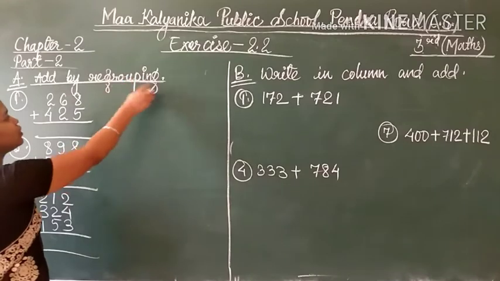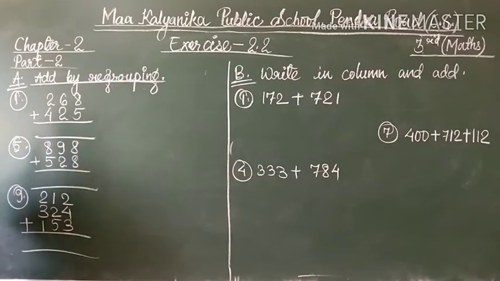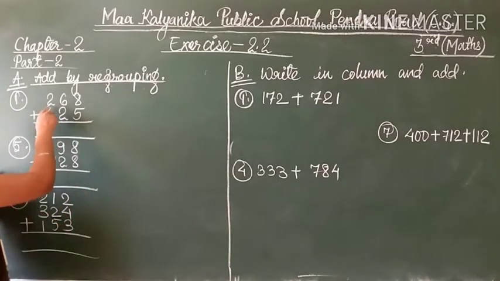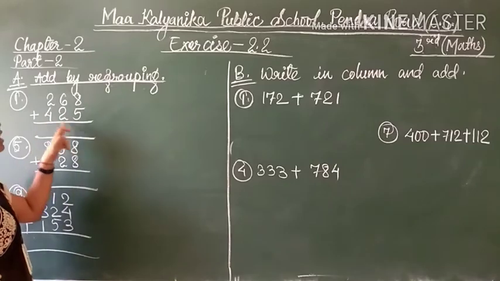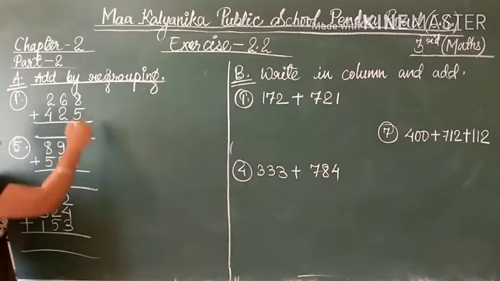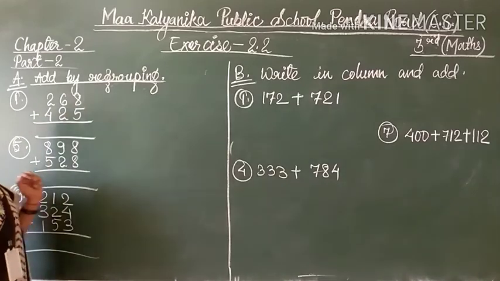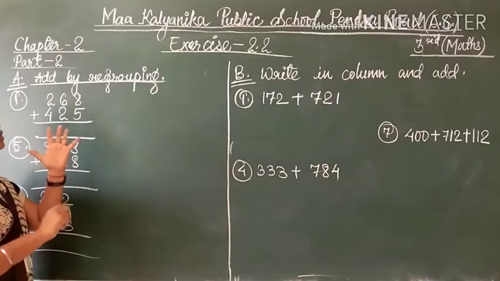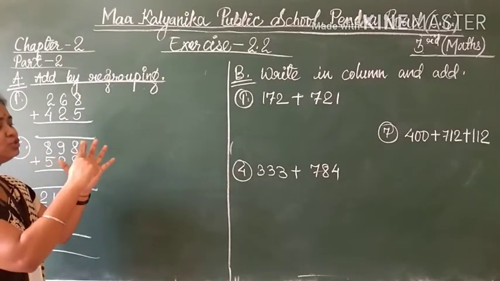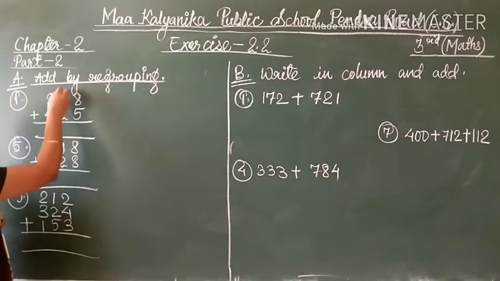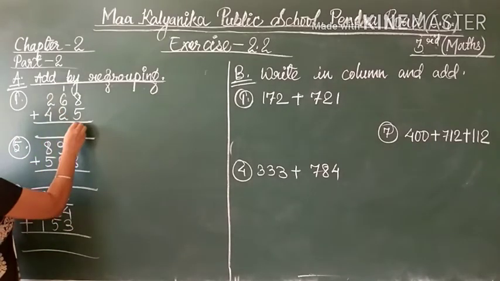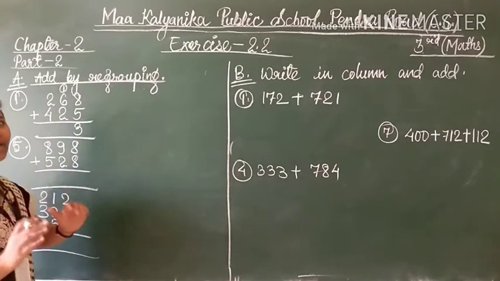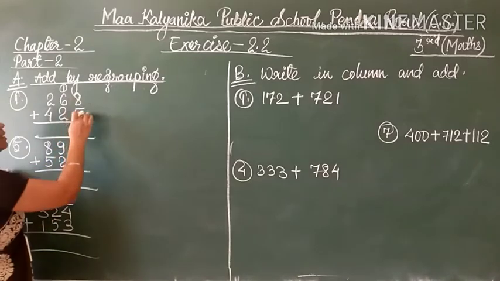So, add by regrouping. Question number 1 I will solve for you, parts 5 and 9. The rest will be the same, so you can solve them. So see here, 268 and 425. These are the two numbers. So 8 plus 5. What is 8 plus 5? Students, 8 is the bigger number. 5 we can take in hand. Now count forward. 8, 9, 10, 11, 12, 13. So 13 is coming. So 1 will be here and 3 will be here. 1, 3, 13. This is only called regrouping, students. Okay. So 8 plus 5 is 13.